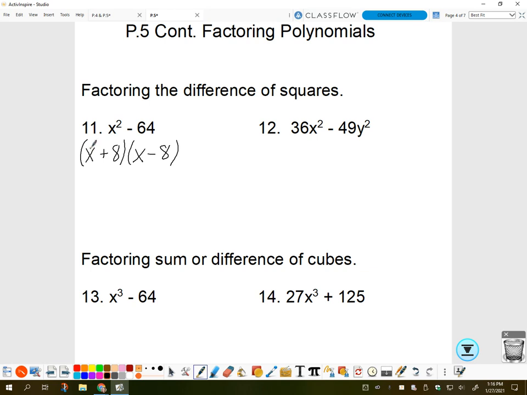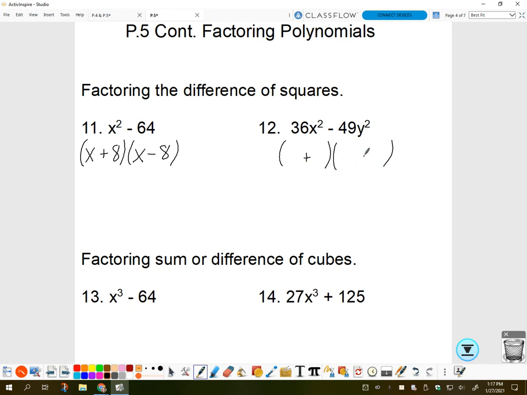So if you think about it like the guess and check method, you know you're getting x squared, you know you're getting negative 64. Your outside, inside will give you a negative 8 and a positive 8, which gives you nothing in the middle. All right, so for the next one, same thing.